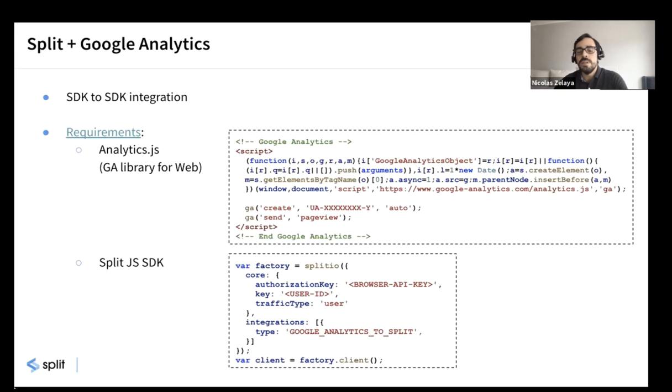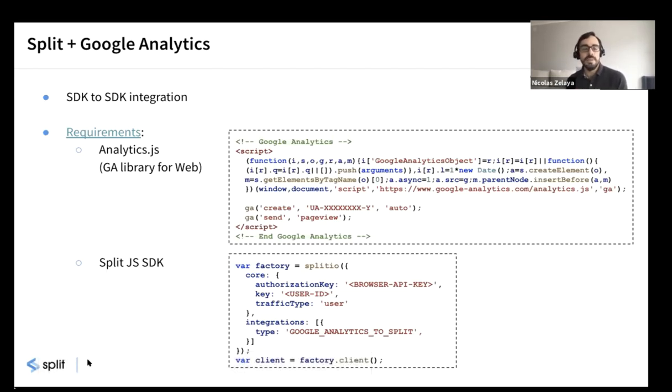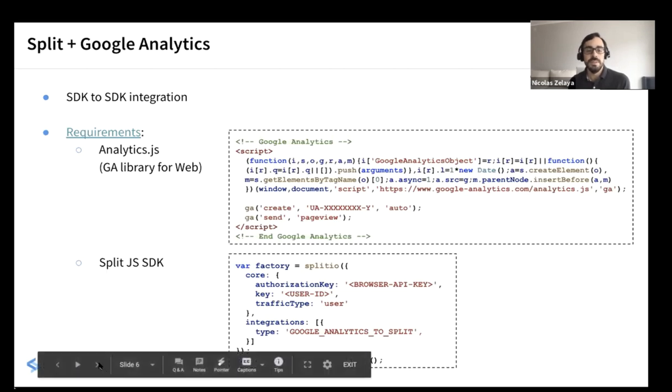The ID of the user, and we are telling the SDK we want to use the Google Analytics into Split type of integration. And it's as easy as that. That's the main requirement for it. So it shouldn't be hard to just integrate both SDKs and make them connect with each other.